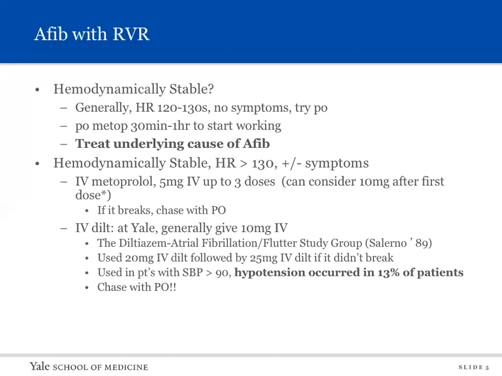In that study, 94% of patients actually broke with that treatment algorithm. And they tended to use patients with what we would sometimes consider soft blood pressure, so they used a systolic cutoff of over 90. And then hypotension only occurred in about 13% of those patients. I know one of the big concerns on the floor is, when you're pushing IV metoprolol and IV diltiazem, are you going to drop their blood pressure? There's always the risk, but generally that risk is higher with diltiazem. And it's really only about 1 in 10 or maybe even 1 in 9 patients that will get a little hypotensive with that. And then again, if they respond to diltiazem, you want to chase it with PO diltiazem.